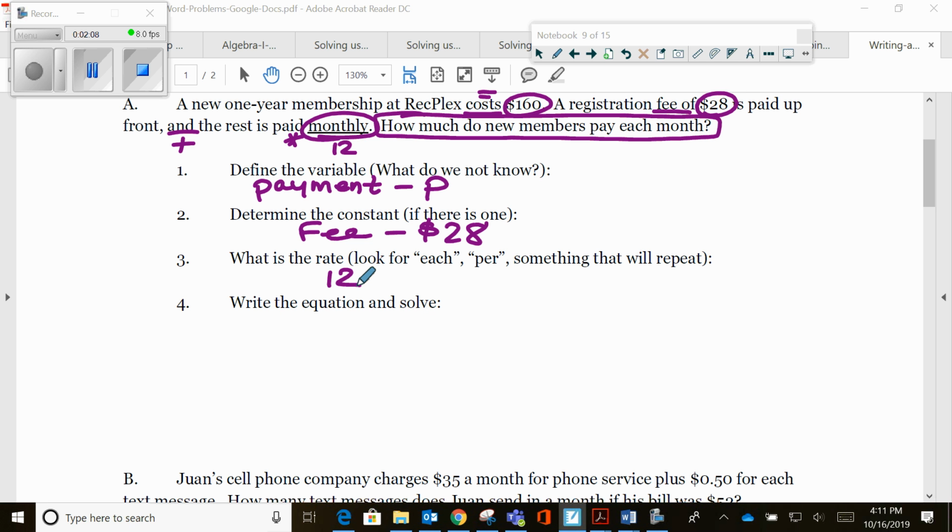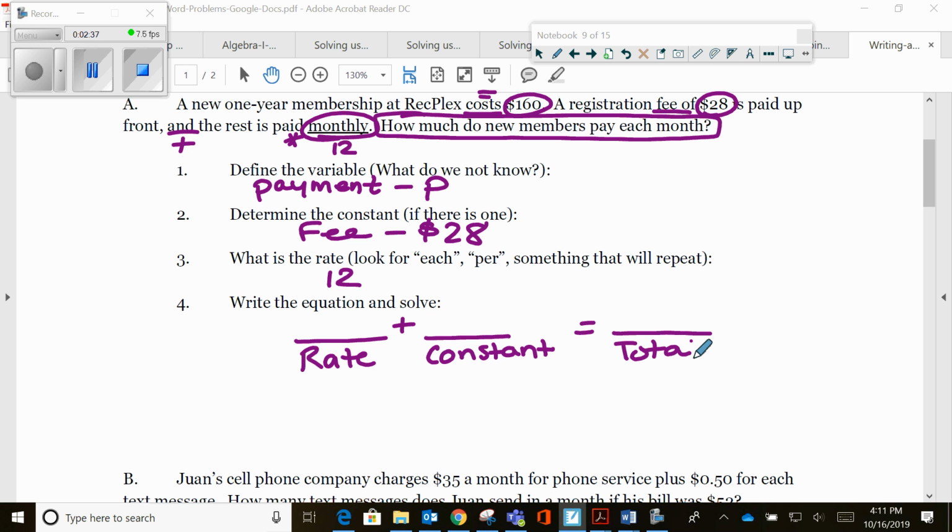Our rate is 12. So when we are looking for an equation, a lot of times our equation is set up where we have our rate, and then we have our constant, and equals our total. This is not for every equation or every word problem, but a lot of word problems are set up in this format.